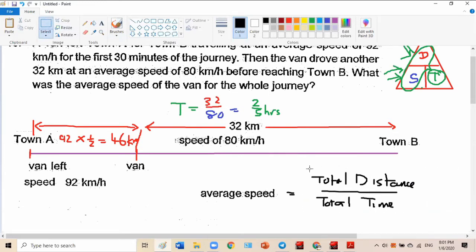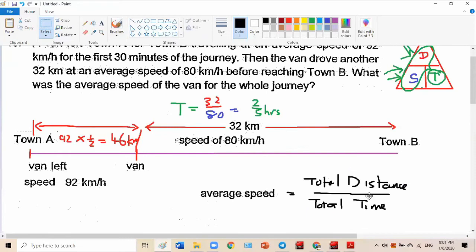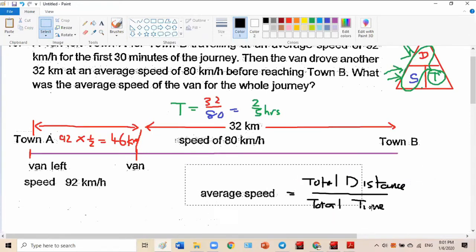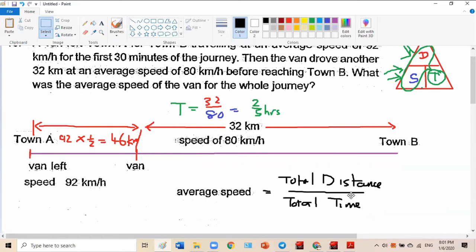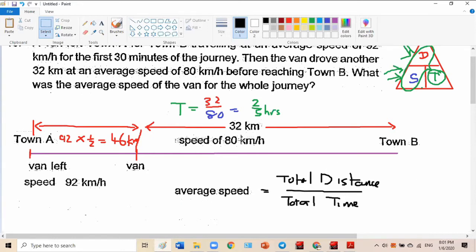Who hasn't learned this? Can you tell me? Alejandro, you haven't learned, right? Can you tell me what's the total distance? Can you see the total distance for a journey? 78. How do you get that?